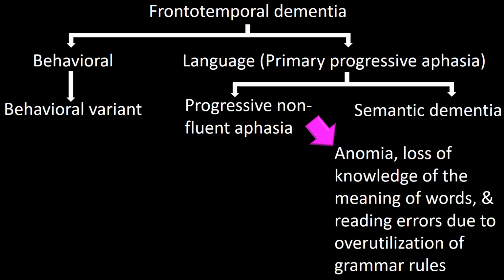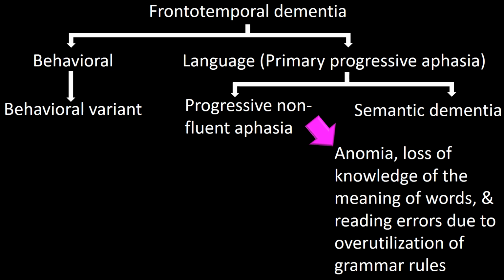Semantic dementia courses with anomia. Knowledge of words and knowledge about words is lost, but fluency is preserved. The patient with semantic dementia will read out loud using general rules of pronunciation and not rules specific for a given word. They would read tooth and teeth, so when they read rude, they read reeds instead of roots.